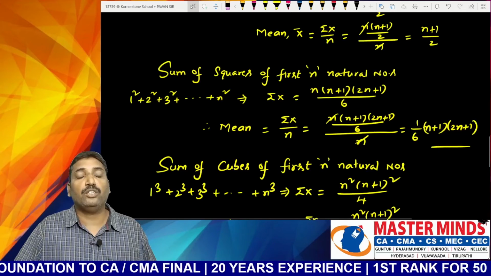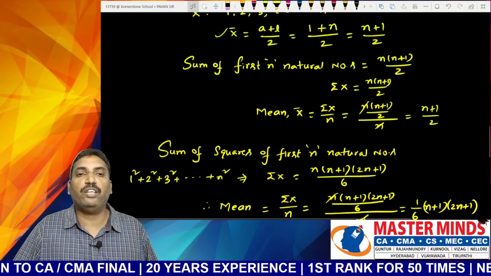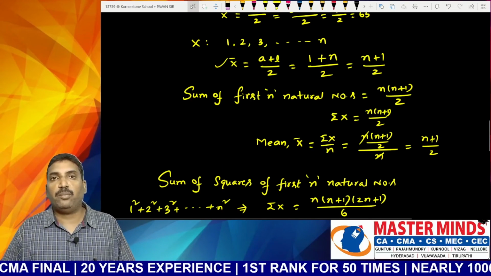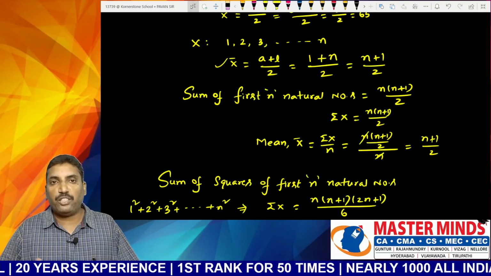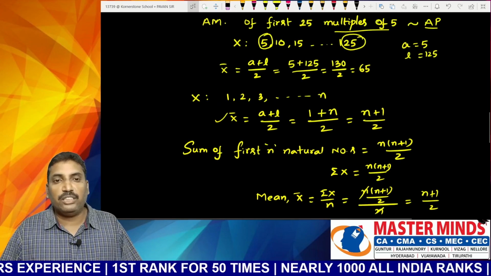Similarly, the mean of squares of the first n natural numbers we can find out for any n. Similarly, the mean of the first n natural numbers. Suppose what is the mean of the first 100 natural numbers? That is (100 plus 1) by 2. Mean of the first 50 natural numbers is (50 plus 1) by 2. Like that we can determine. So this is the use of this formula.